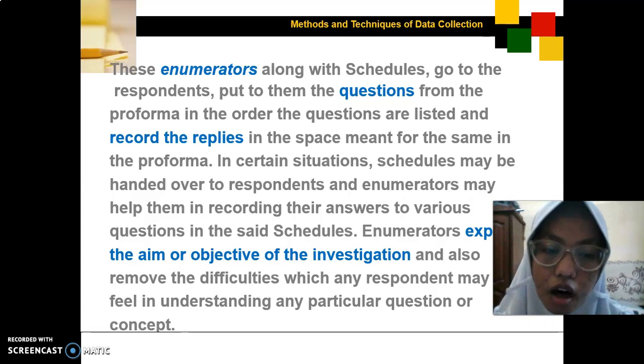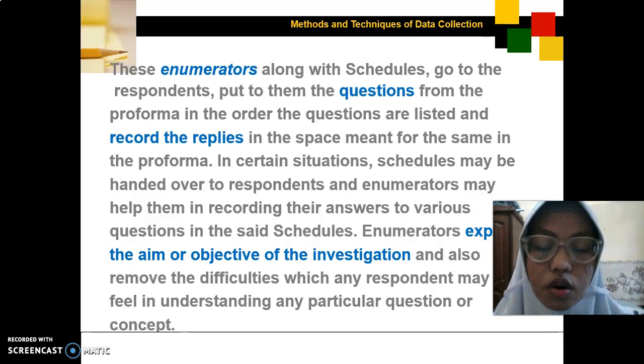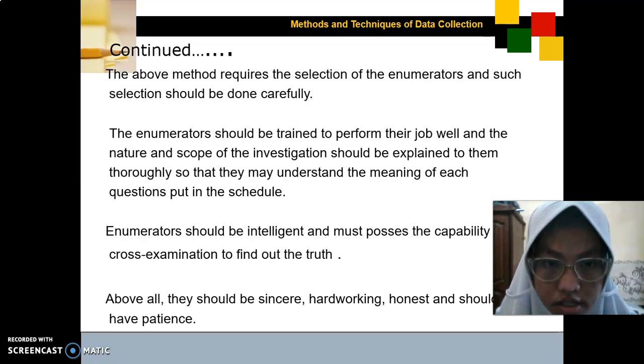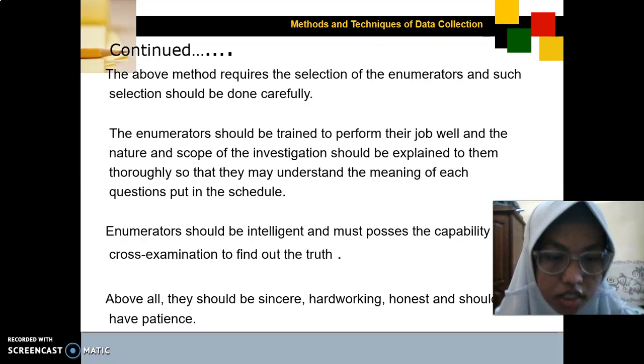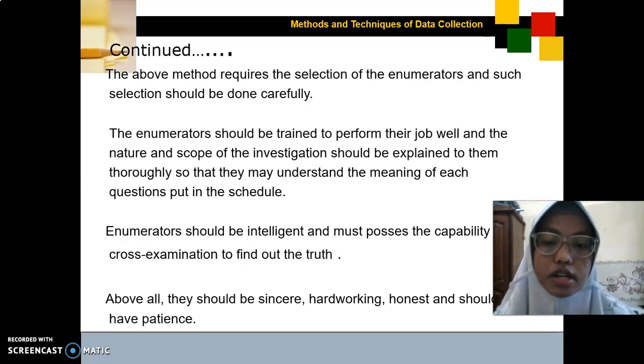Enumerators explain the aim or objective of the investigation and also remove the difficulties which any respondent may feel in understanding any particular question or concept. This method requires the selection of enumerators, and such selection should be done carefully. The enumerators should be trained to perform their job well, and the nature and scope of the investigation should be explained to them truthfully so that they may understand the meaning of each question in the schedule.